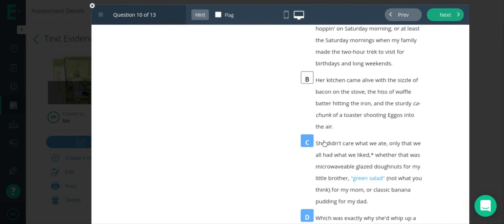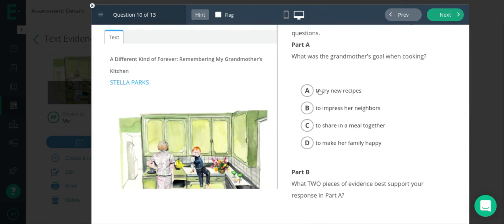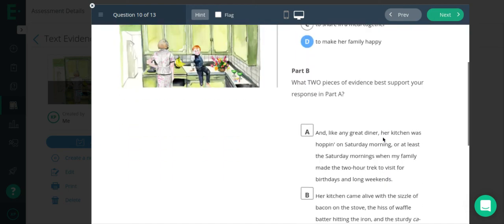So let's see what our choices are here. To try new recipes? Well, none of the text evidence supports that. To impress her neighbors definitely doesn't support that. To share a meal together, maybe a little bit, but the text evidence I chose doesn't show that. And then to make her family happy, yes, it definitely shows that. Okay, and I'm going to go back again to double check this.